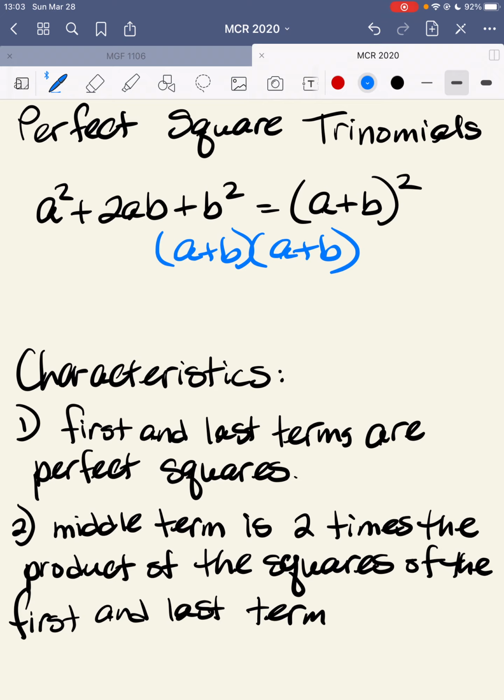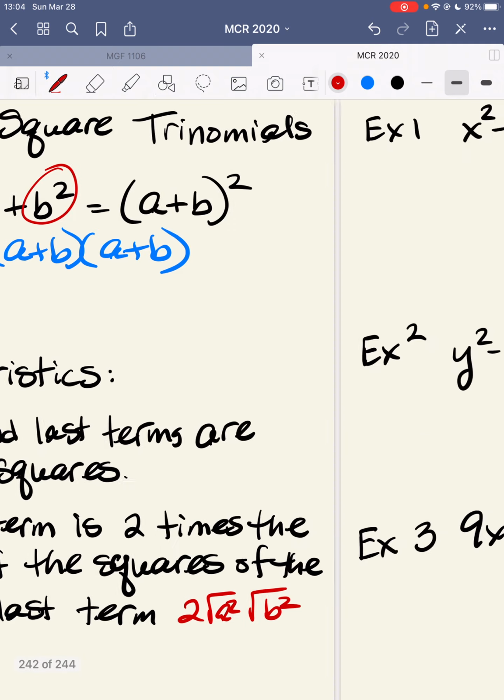So the characteristics of a perfect square trinomial: the first and the last terms are perfect squares. This has to happen or it's a no-go, okay? So notice that in my example here of a squared and b squared, they're perfect squares. The middle term is 2 times the product of the square roots of the first and last term. This means it's 2 times the square root of a squared and the square root of b squared. Like I said, if you don't remember the formulation or don't recognize it, you can factor it as normal. It's totally okay. We're only going to look at a few of these. So let's go ahead and start.